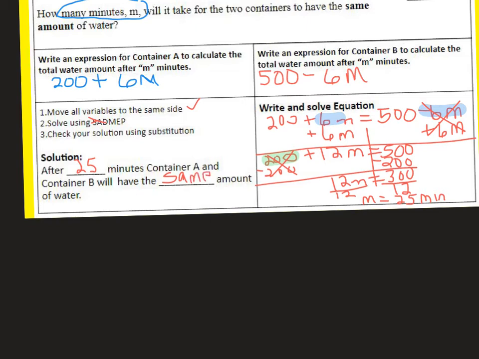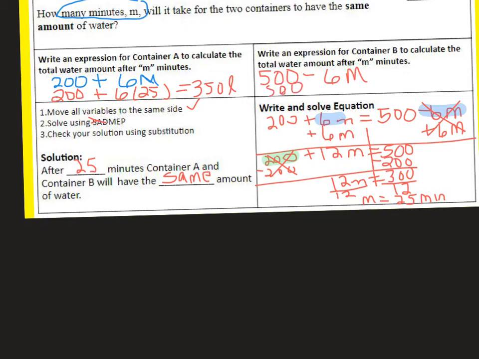And you know Miss King, she's going to want to go check her solution. So that's what I'm going to do. Okay, I'm going to go type that into my calculator. I'm going to say, okay, 200 plus 6 times 25. Let's see what I get for container A. And when I multiply that and add 200, I get 350 liters. So I'm going to do the same thing for container B.